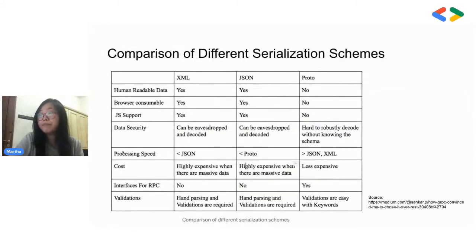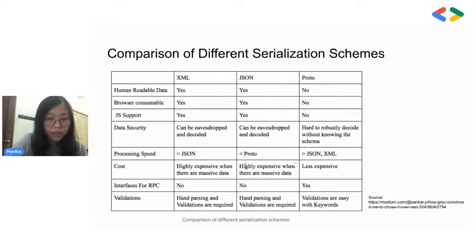And then this is a comparison of different serialization schemes. XML and JSON are a similar comparison, but they differ in processing speed. Proto is unreadable data. It's not browser consumable or JS supported, and proto is hard to robustly decode without knowing the schema.